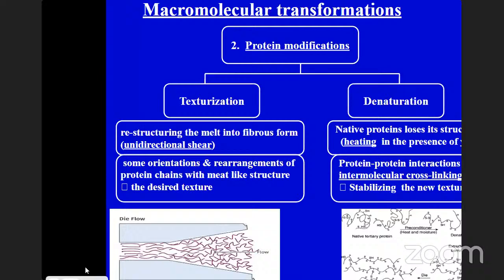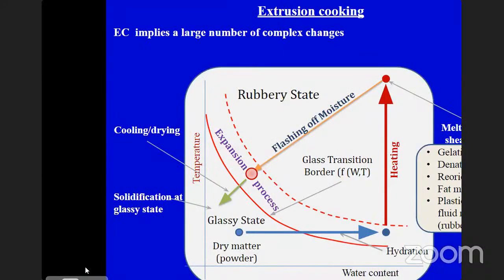Now let's discuss how the melt expands during the extrusion cooking. We have two types of state. We have a glass state and we have a rubber state. And this is the glass transition border. So the raw materials used for extrusion cooking are usually dry matter in the form of powder. So these powders must be rehydrated before starting extrusion.